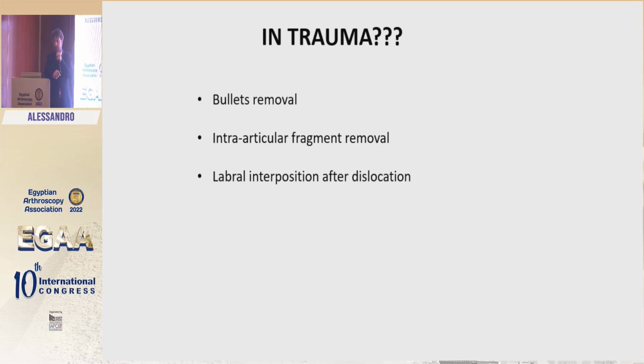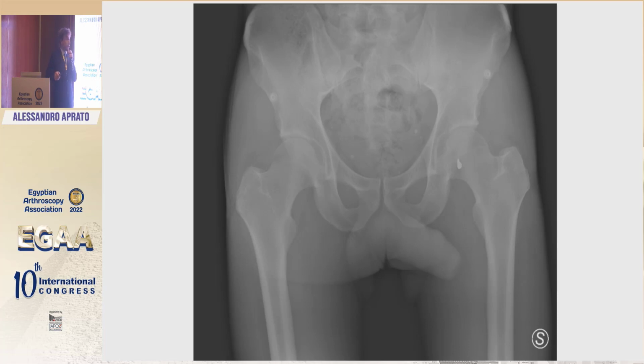At the beginning of hip arthroscopy, we were doing hip arthroscopy for trauma only to remove bullets, to remove intra-articular fragments after a fracture, or to remove a labrum which was interposed between the head and the acetabulum after a dislocation. And I will show you some examples.